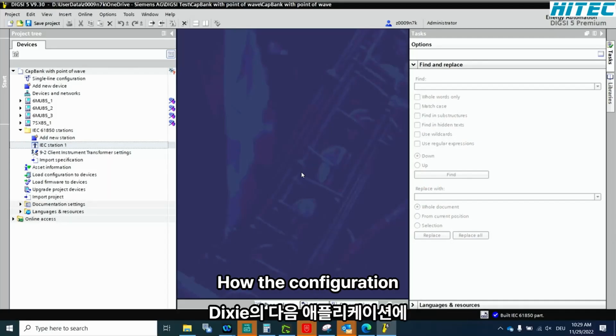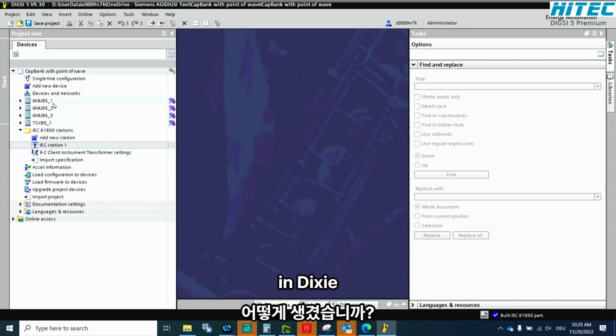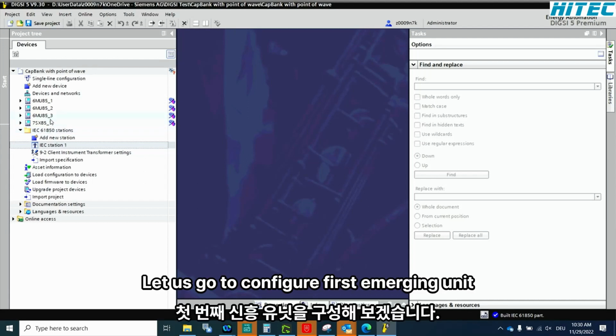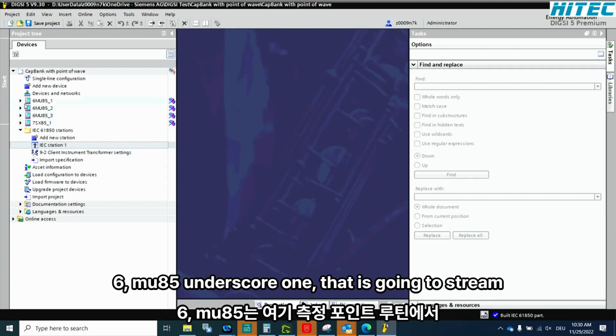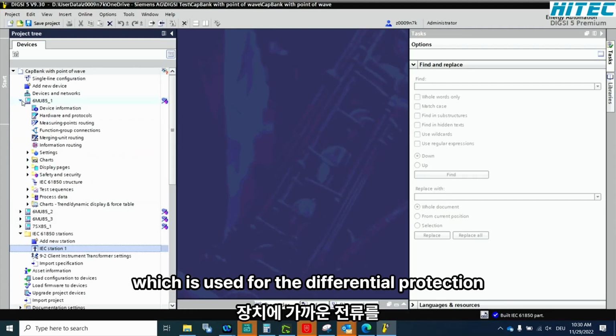Here is how the configuration in DIGSI looks for the following application. In DIGSI, there are three merging units, 6MU85_1, 2, and 3, plus the universal device 7SX85. Let us first configure the merging unit 6MU85_1 that is going to stream the current close to the switchgear, which is used for the differential protection.